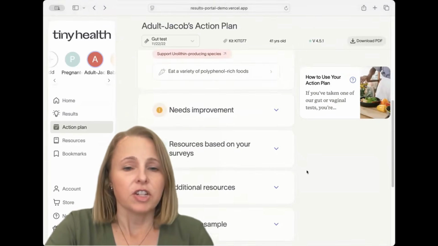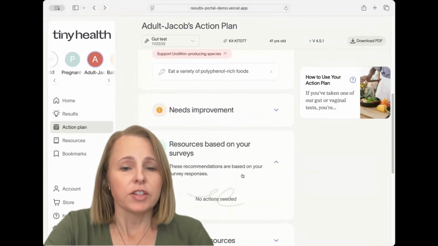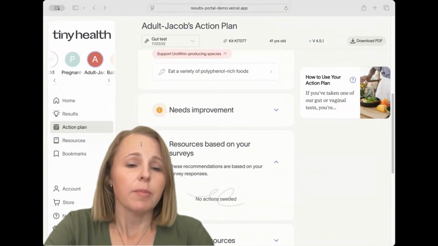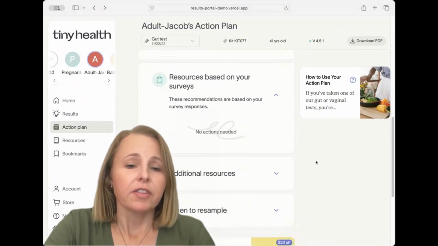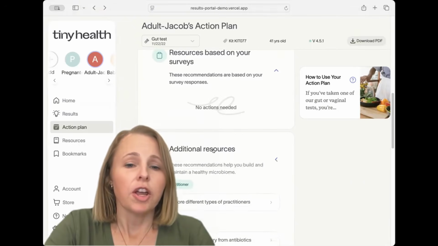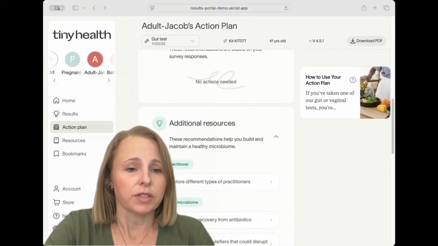We also have a section towards the bottom, resources based on your survey. This is where you're going to find actions that will tie back to specific conditions you mentioned on the survey. Finally, if you need assistance finding a practitioner, you can find that under additional resources.